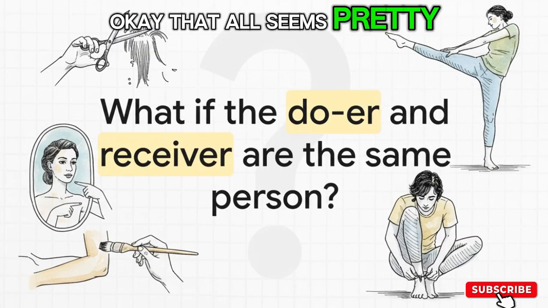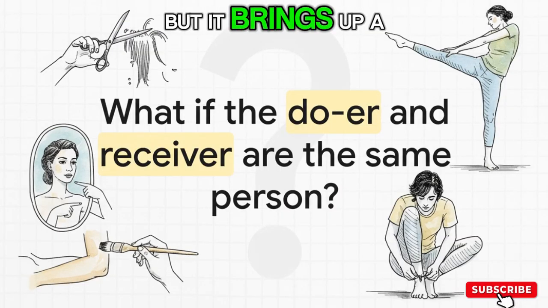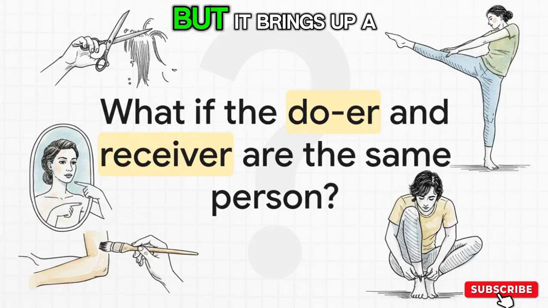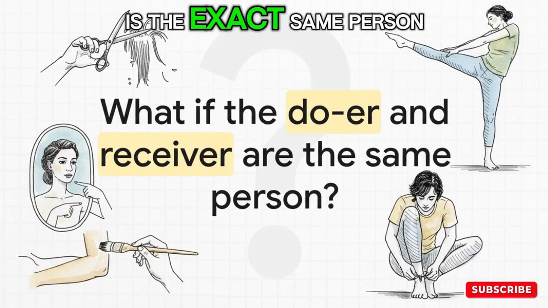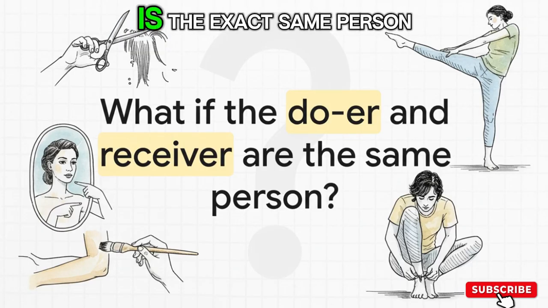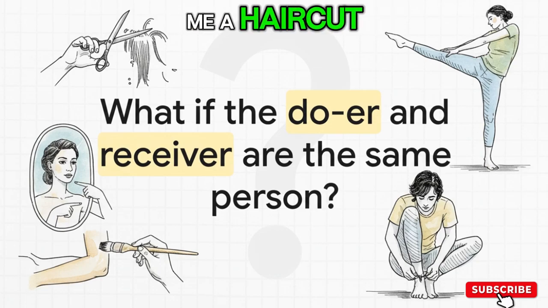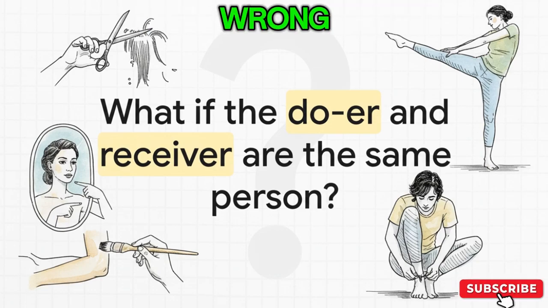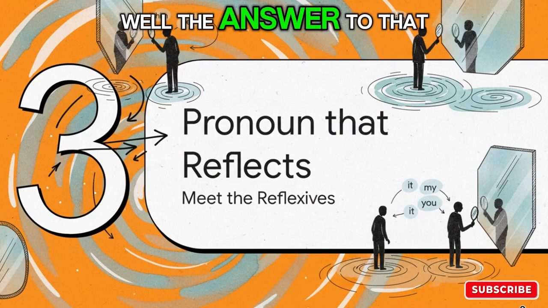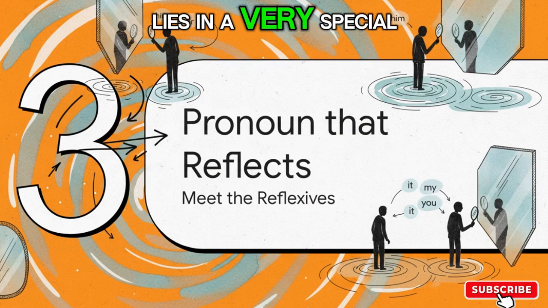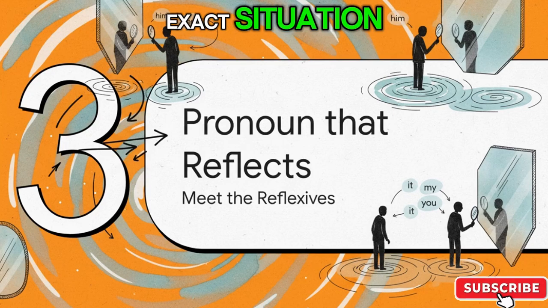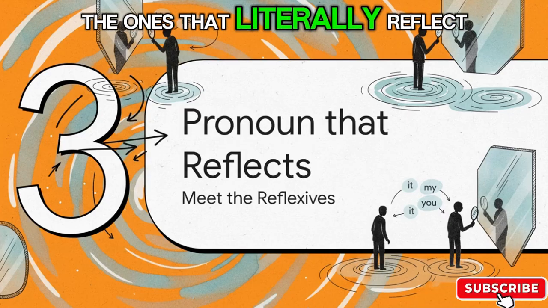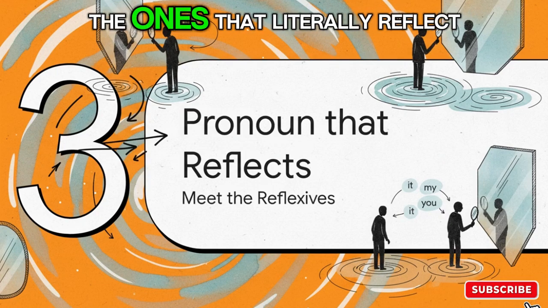Okay, that all seems pretty straightforward, but it brings up a really important question. What happens when the person doing the action is the exact same person receiving it? You can't say, I gave me a haircut, can you? That just sounds wrong. So, what do you use instead? Well, the answer to that puzzle lies in a very special group of pronouns that are designed for this exact situation, the ones that literally reflect the action back.